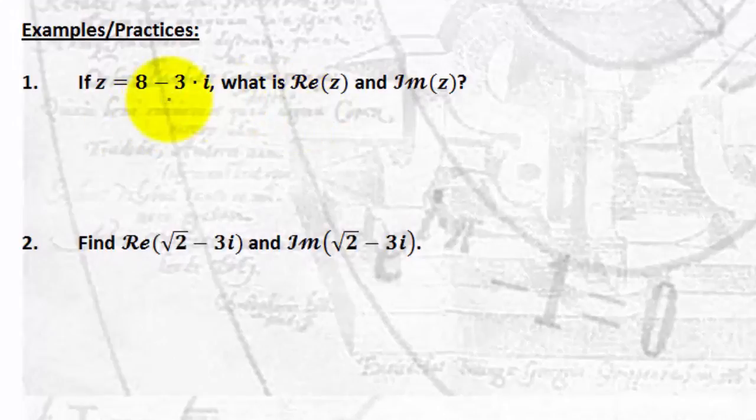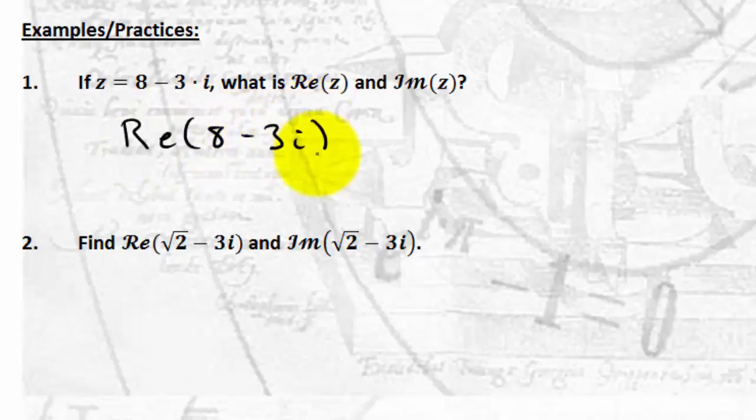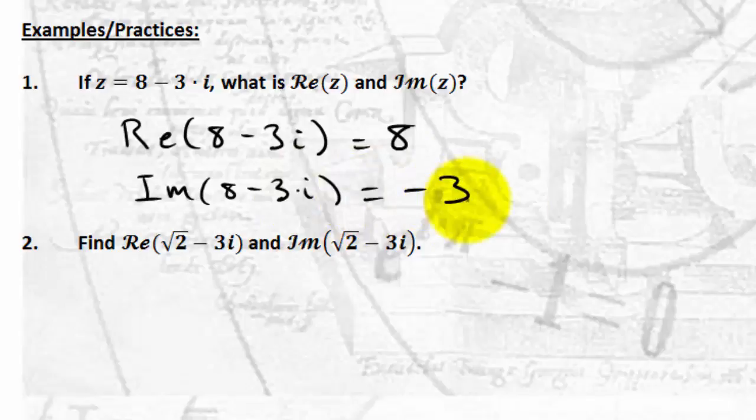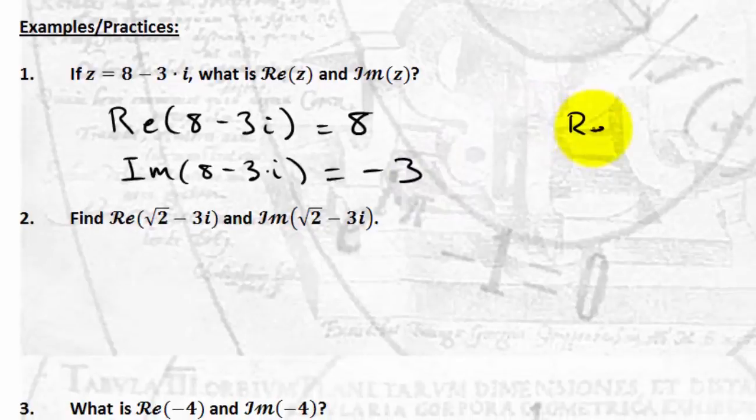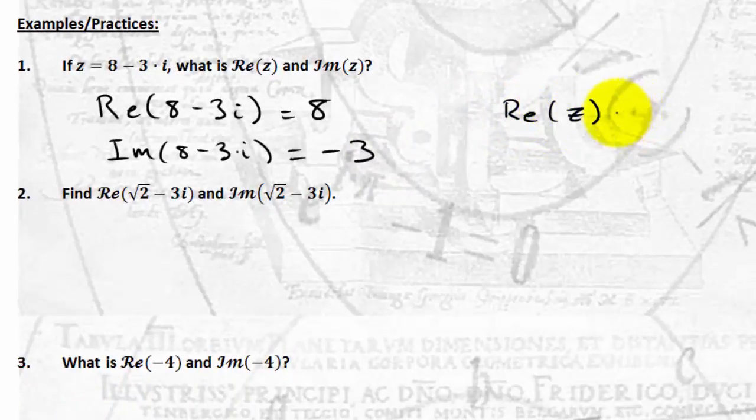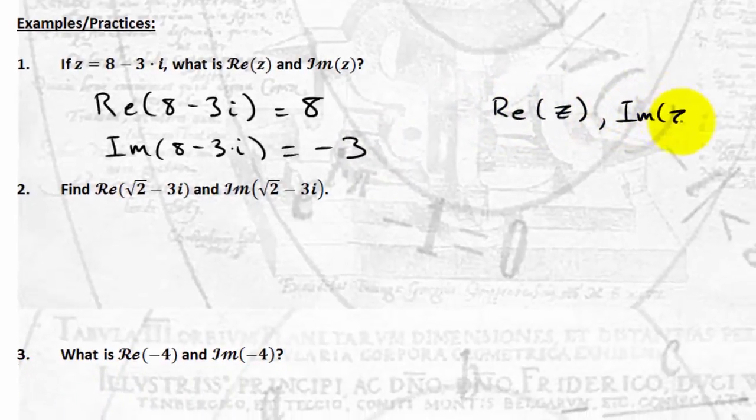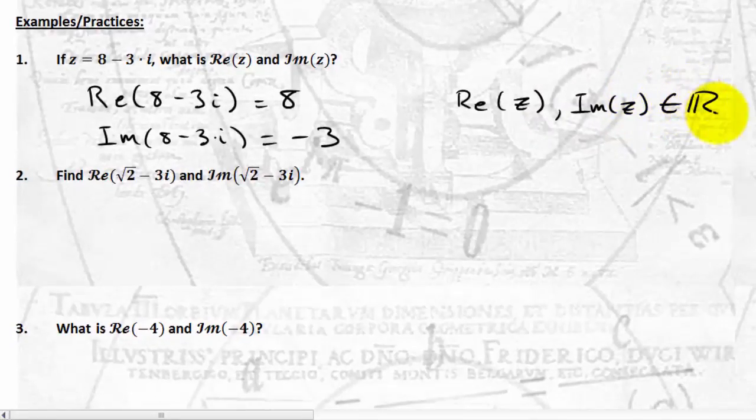Let's go over some examples. Here are some examples of complex numbers. Here's the first one. What is the real part of z? The real part of 8 minus 3i is 8. And the imaginary part of 8 minus 3i is the coefficient of i, which is -3. Never write i in the imaginary part. The real part and the imaginary part of a complex number are both real. Do not write i in the imaginary part.